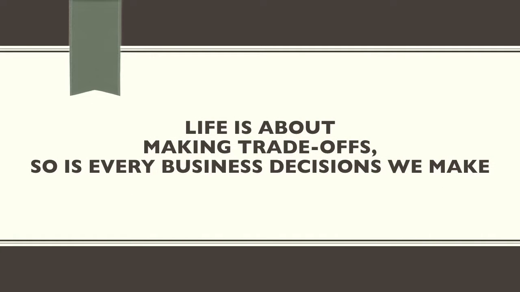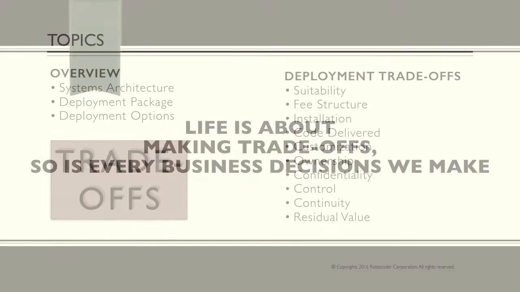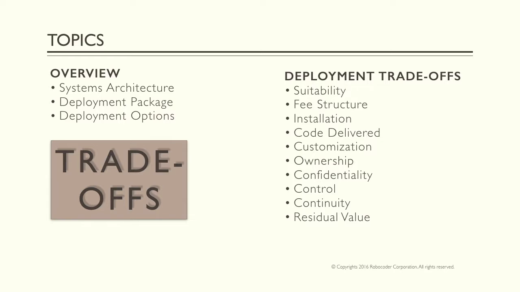Life is about making trade-offs, so is every business decision we make. We shall give an overview on the system's architecture, how deployment is done, and discuss the 4 deployment scenarios. Then we can evaluate the trade-offs on 10 of the most essential considerations of a mission-critical system. They are suitability, fee structure, installation, code delivered, customization, ownership, confidentiality, control, continuity, and residual value.